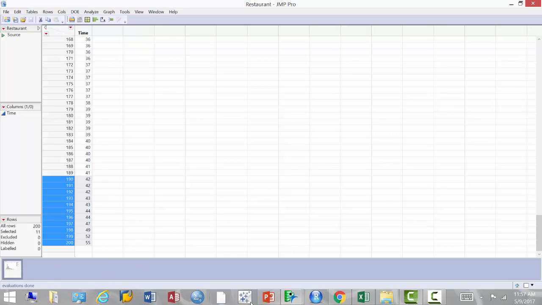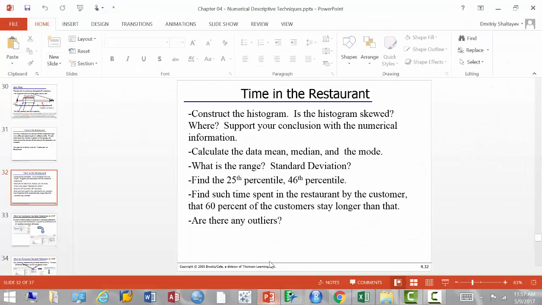Okay, and the last question of the day, let's address that one as well. Find such time that only 60% of customers stay longer than that time. For that, I'm going to draw on the board a schematic representation of our data set again. All of my data is somewhere between my min and max.